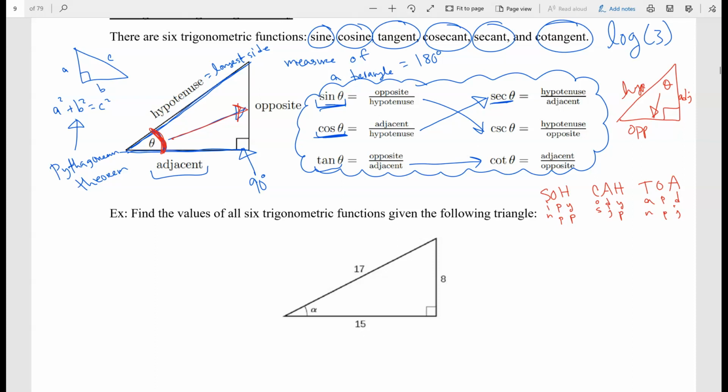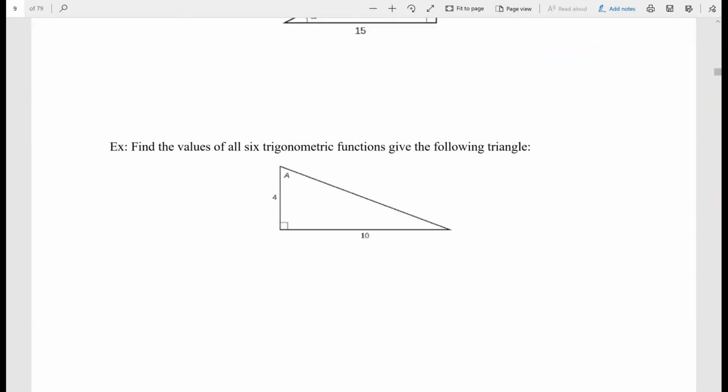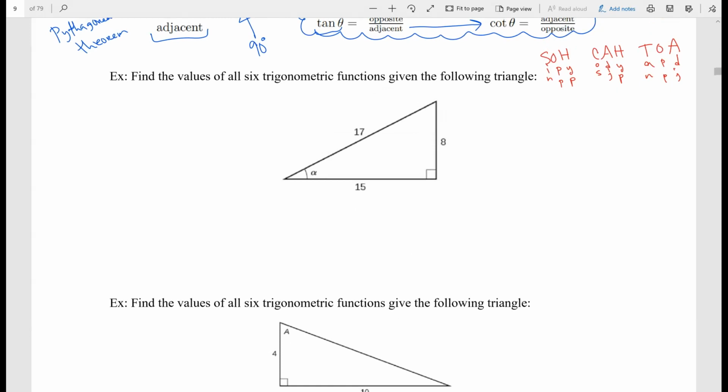Okay, so let's do this problem really quick. Let's say we have this triangle, and we want to find all 6 trigonometric functions. Let's start off with sine. Let's look for the sine of alpha. Notice this angle now is alpha. Sine of alpha. Remember that sine is going to be the opposite.